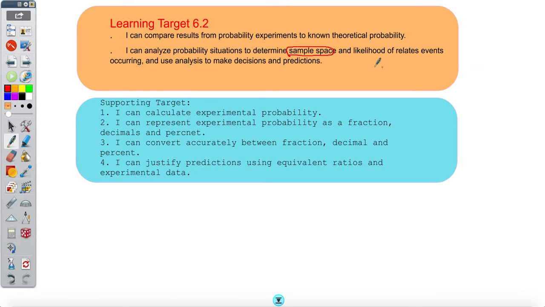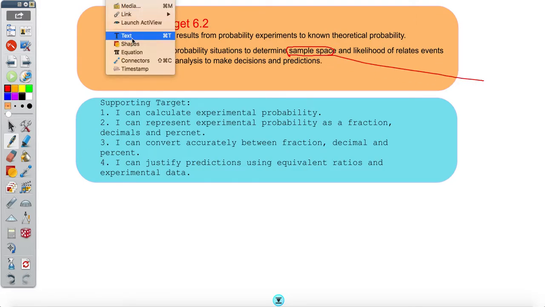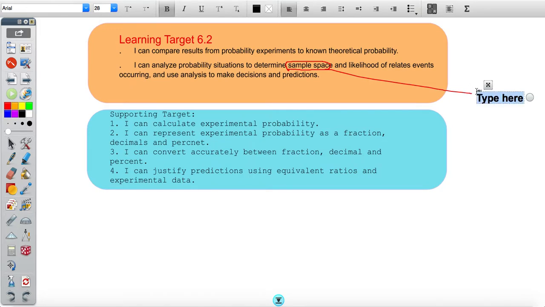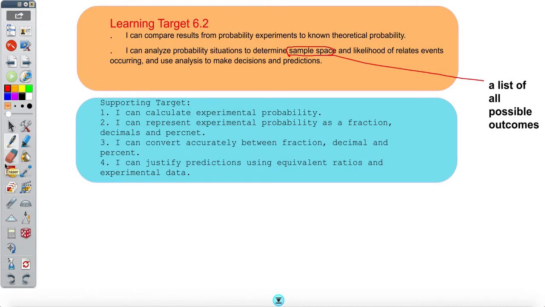So what sample space is, I'm actually going to type it, a list of all possible outcomes. So to put it in relationship to what we talked about last week, theoretical probability, the bottom was all possible outcomes. Basically, that is your sample space. So this is something that we have been working on a little bit already.